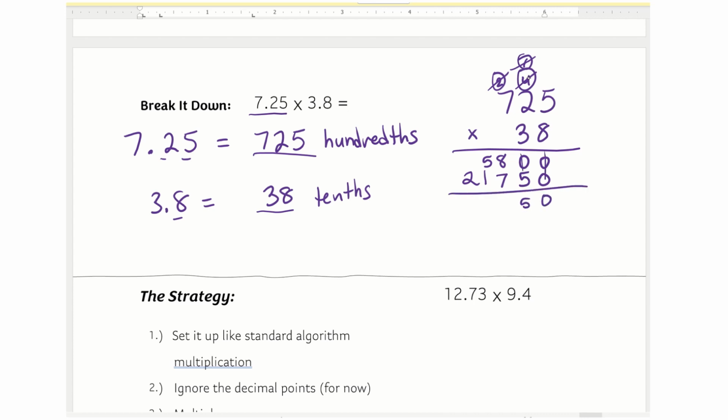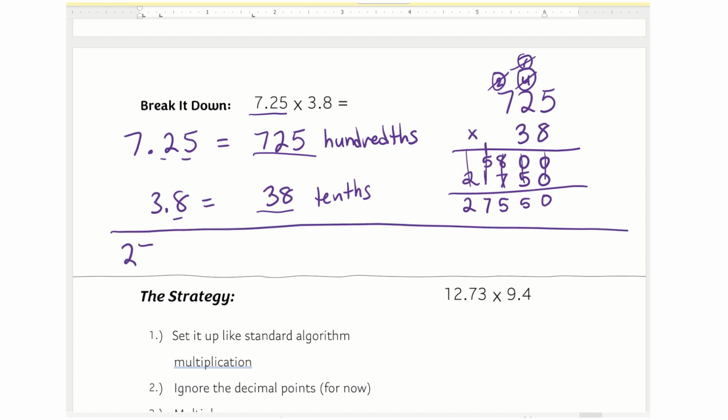0, 5, 15, carry the 1. 1 plus 5 is 6, plus 1 more is 7, and 2. So now I've got this number. I'm going to draw myself a line, and I have 27,550. But now, what if I thought of that like hundredths? So if I asked myself, well, what would 27,550 be if I turned it into hundredths?